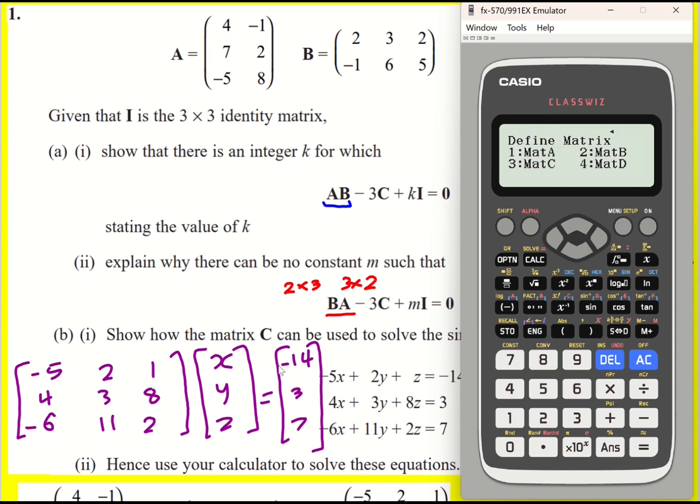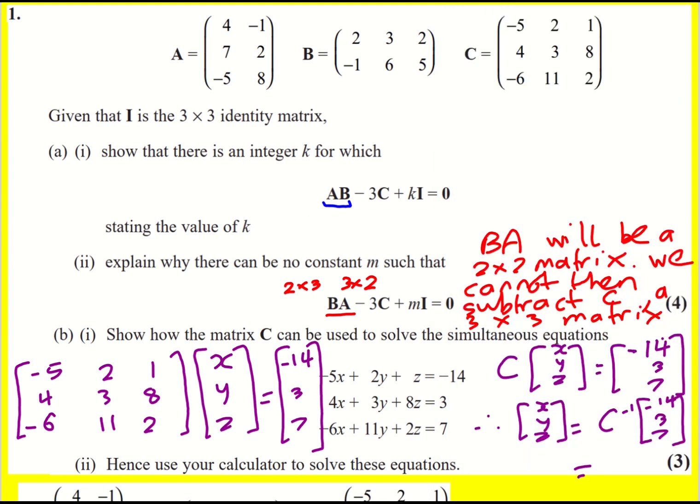Right, I'm going to define then the minus 14, 3, 7. So I'll call that matrix A. So it's going to have 3 rows and 1 column. Okay, and we're ready to do matrix calculations. So I want to find matrix C, and then I want to do the inverse, and that just means putting the minus 1 there. I'm going to multiply by matrix A. And this will give me my x, y, z. So I get 3.5, 3, and minus 2.5.